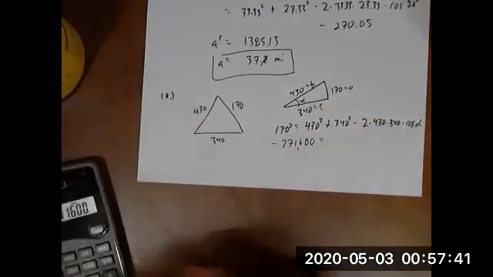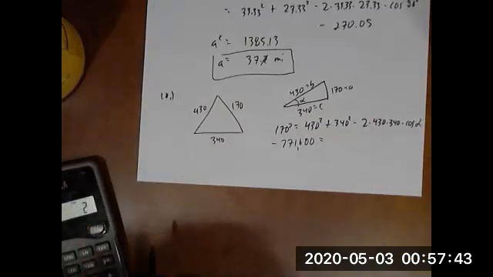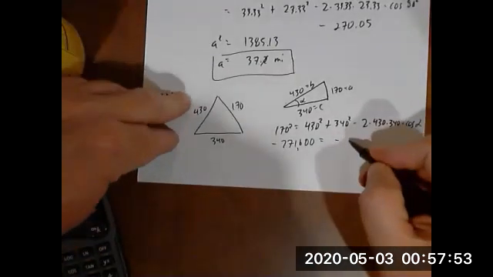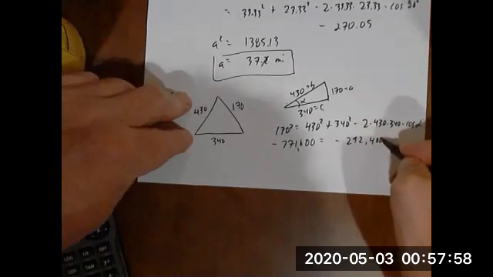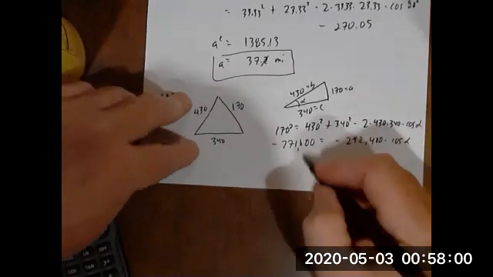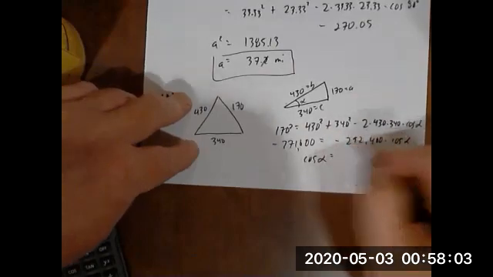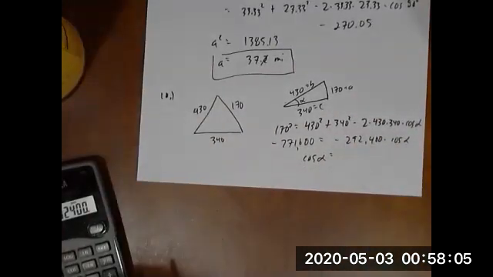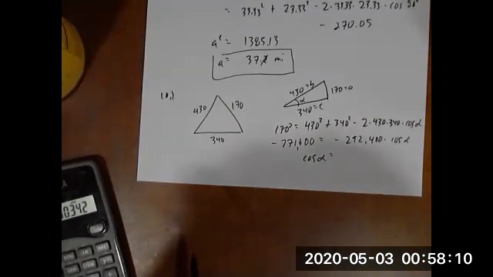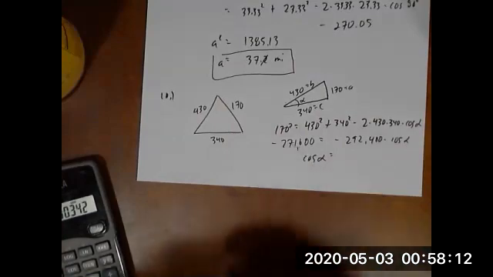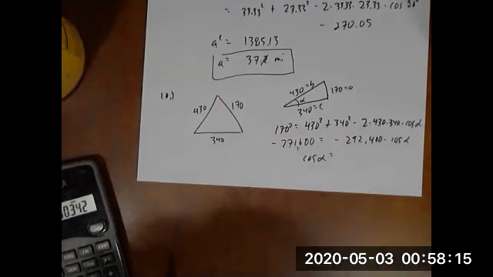I multiply these together: 2 times 430 times 340 is negative 292,400 times cosine of alpha. For cosine of alpha, divide both sides by negative 292,400. I hope that was a 271. It's hard to read my writing.